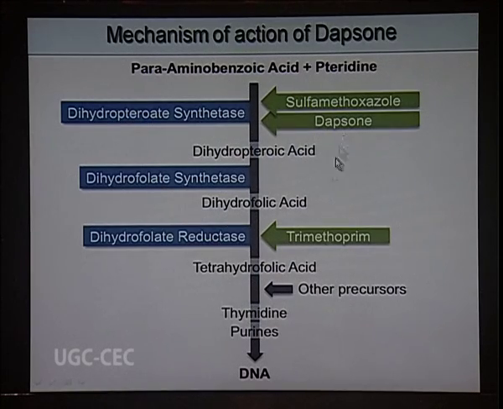Some antibiotics can also inhibit purine biosynthesis or DNA biosynthesis, and these include sulfamethoxazole, dapsone and trimethoprim, which ultimately block dihydrofolic acid or tetrahydrofolic acid biosynthesis, and thereby the purine biosynthesis is inhibited. Now, Sudeshna, why don't you explain the different parameters of antibiotic bioassay?